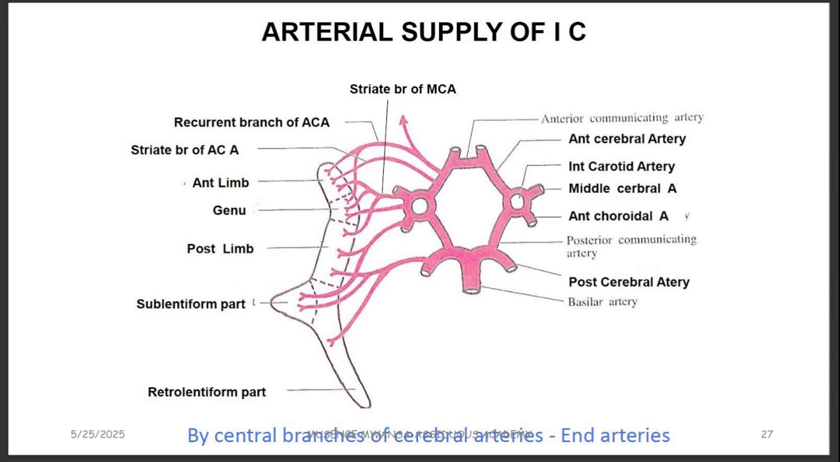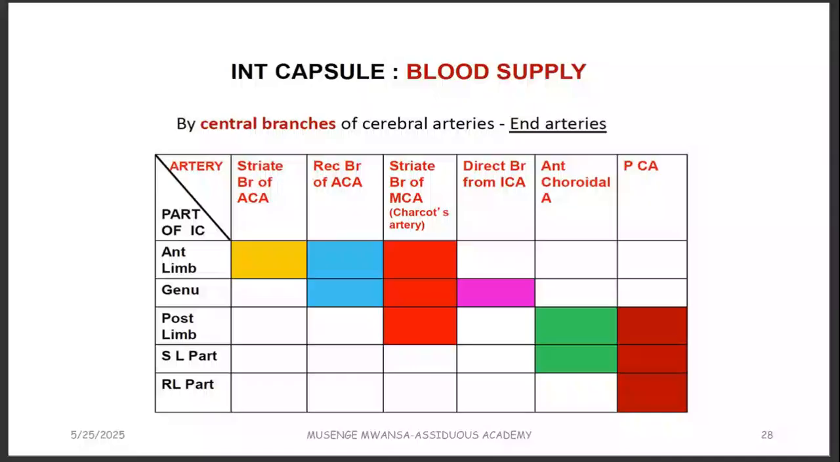Don't forget this, guys. Don't forget the middle cerebral supplies three parts, the posterior cerebral supplies three parts, the anterior choroidal supplies two parts. You also have a direct branch, and then the recurrent artery of Hebner supplying also the anterior limb and the genu. Don't forget that. Okay.